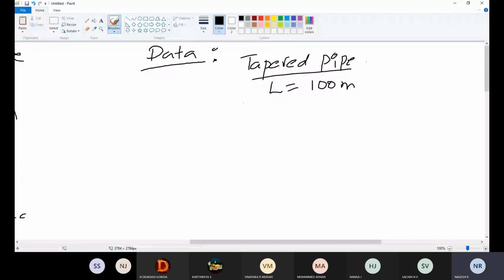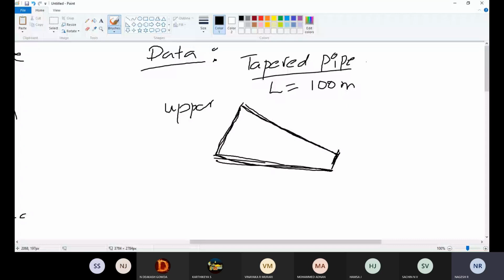This is an upper end, and this is a lower end, the same figure we have taken. I will connect this. Next, what he has given. Upper end, and here lower end.